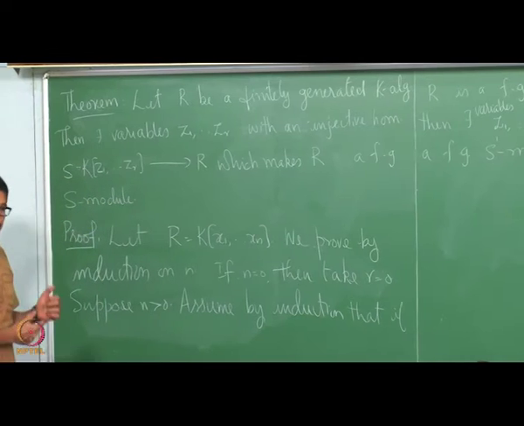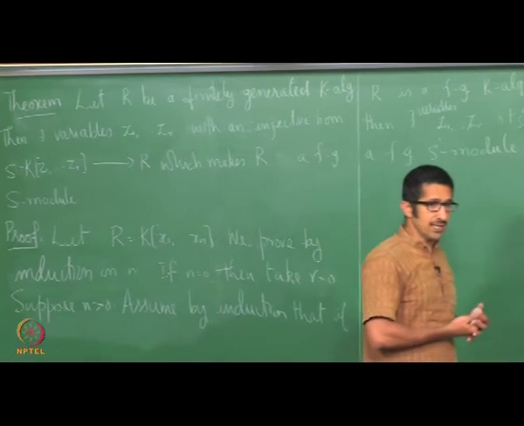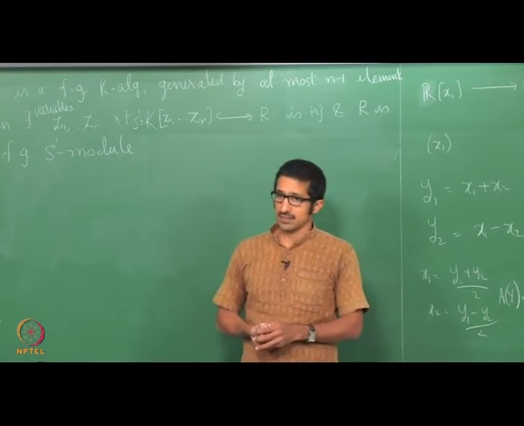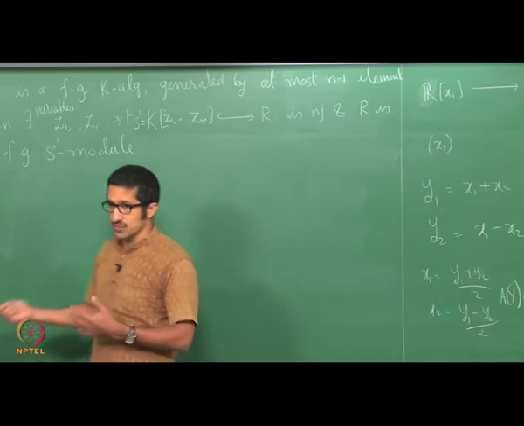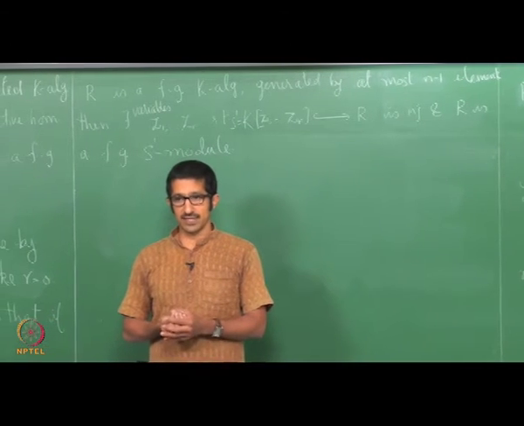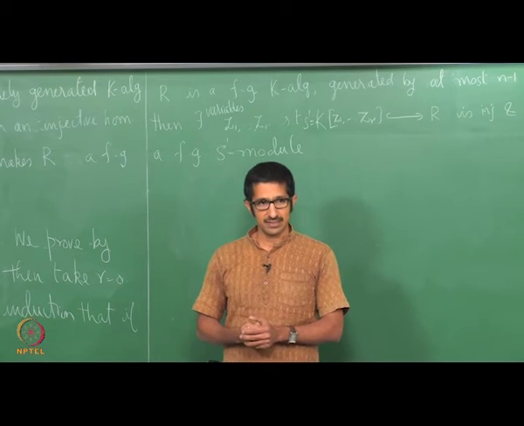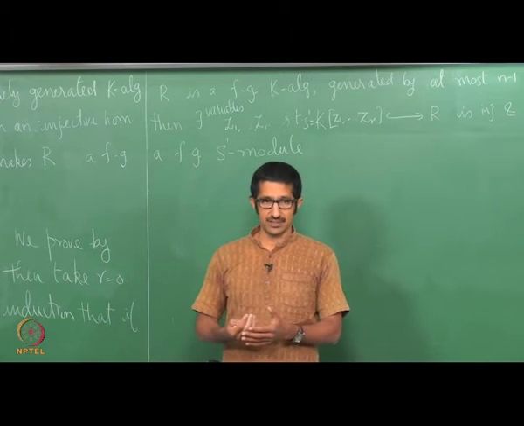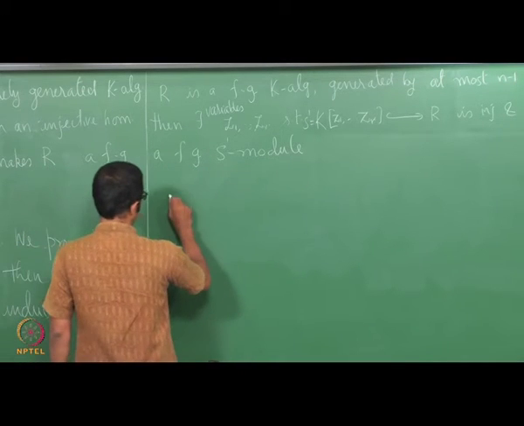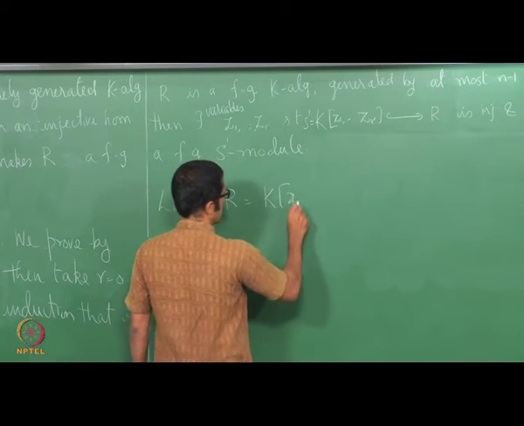Now, the idea is to prove by induction. So, the idea is to bring it down to the case of n minus 1, a case of a finitely generated K algebra having n minus 1 generators. Okay. So, let us look at the situation we have now. Let R be equal to k[x1 to xn].